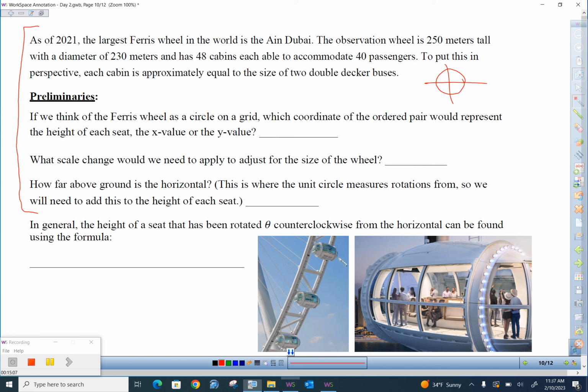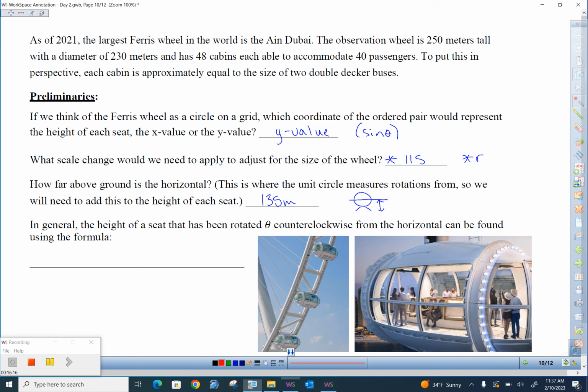Okay, so we have to adjust the size of our circle to be that big. The first thing they asked you is what would relate to the height, the x or the y value. So if we're thinking about this circle, the height would go with the y value. But the y value would really only get us this, so it's not the only thing we have to think about. So we're starting with that information.